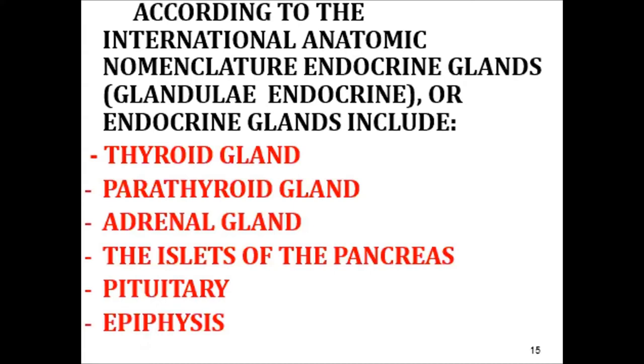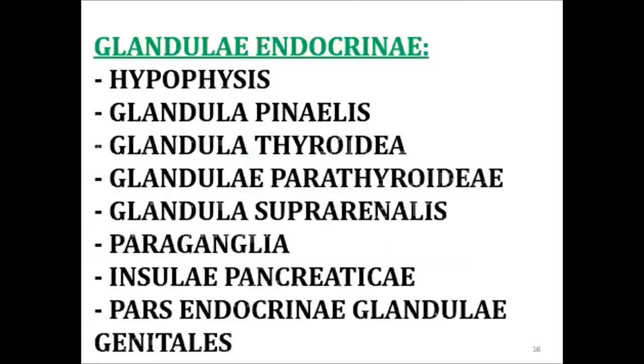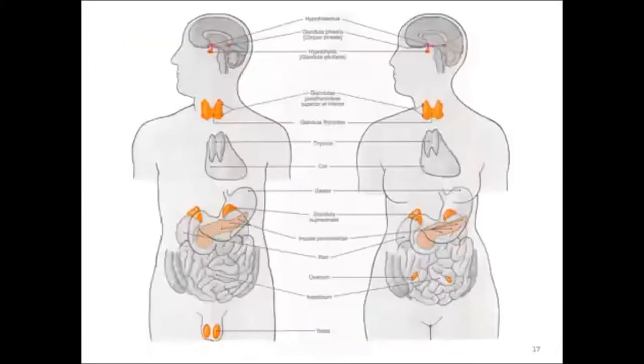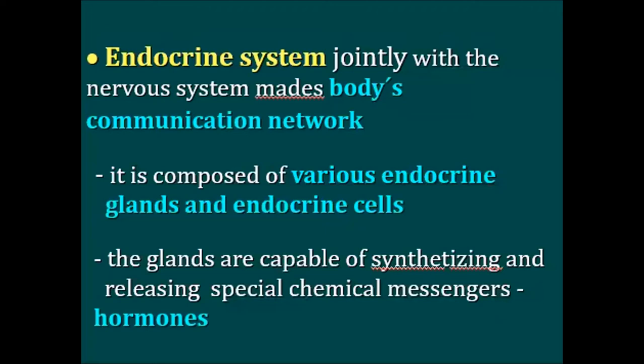Endocrine glands include the thyroid gland, parathyroid, adrenal, islets of the pancreas, pituitary, and epiphysis. Endocrine glands with a big portion: hypophysis, glandula pinealis, thyroid. It's very good if you remember the number 8: 1, 2, 3, 4, 5, 6, 7, and 8 endocrine organs in total.